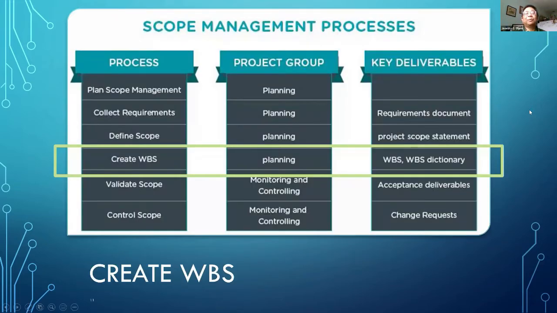Let's go to the next step, which is create the work breakdown structure. So we're done with scope planning, the scope management. We're done with collecting requirements. We're done with defining scope. Let's now create the work breakdown structure. And why is that? Because we now know what the parameters of the project are. If this is the parameters, now we know, okay, this is what exactly we are going to be doing.